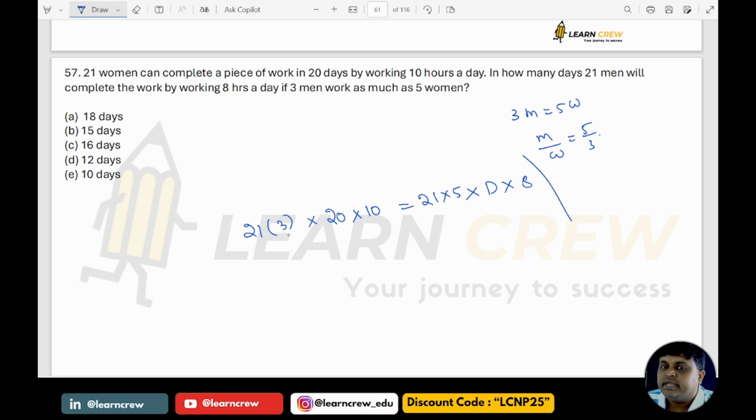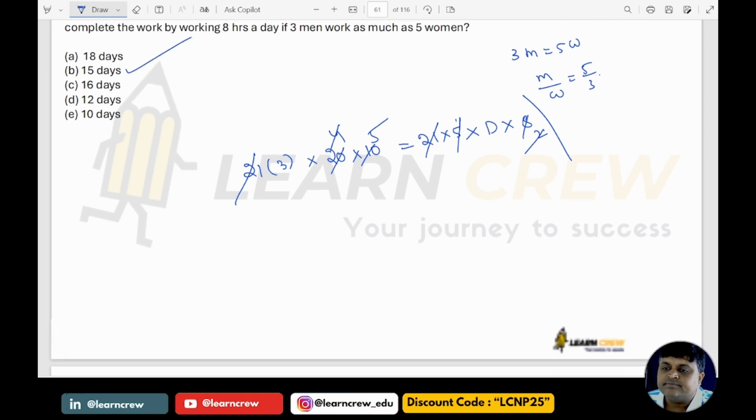This is the question. M1 D1 H1 is equal to M2 D2 H2. Now 21, 21 cancel. Now here you have 5 ones are 5, 5 fours are 20, 4 ones are 4, 4 twos are 8, 2 fives are 10. So the answer is 15. Answer is 3 fives are 15.